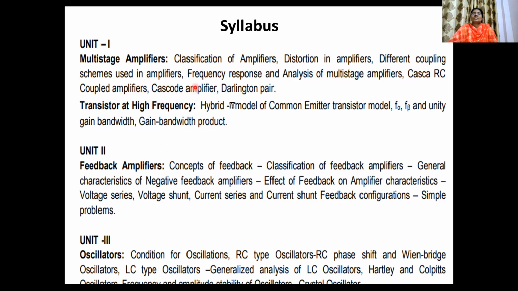Already we have discussed this. What is the combination of a cascode amplifier? Anyone of you? It is nothing but this amplifier consists of CE followed by CB. And then what is meant by a Darlington pair amplifier? This is CC followed by CC. We discussed all these multi-stage amplifiers in the first unit.